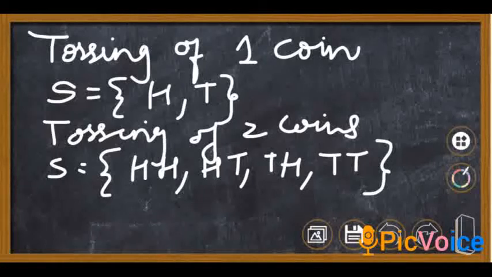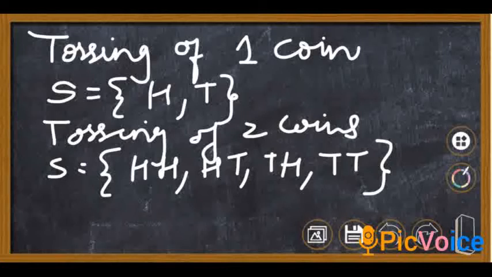Now let us see how to write the sample spaces. Here you can see when you toss one coin, you will either get a head or a tail. So the sample space is represented by capital S equal to {H, T}. Next is tossing of two coins.